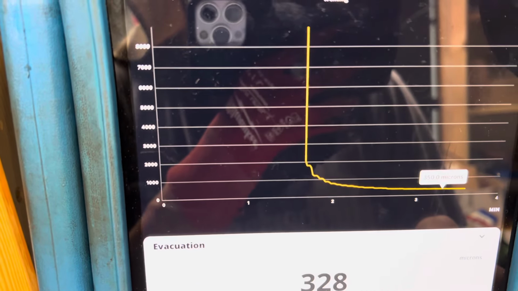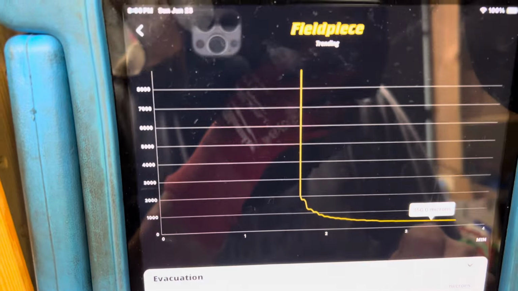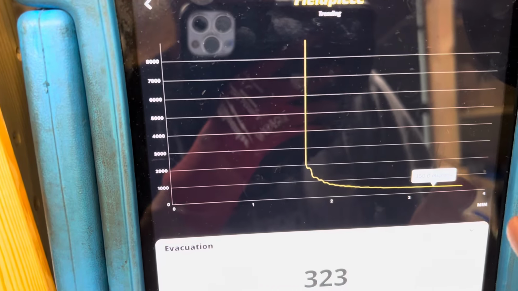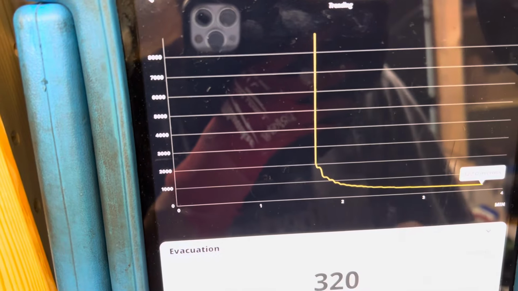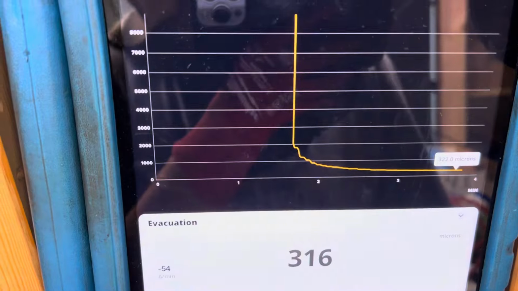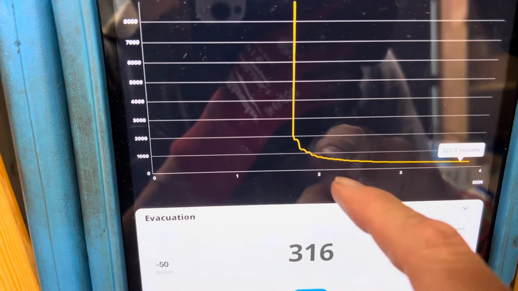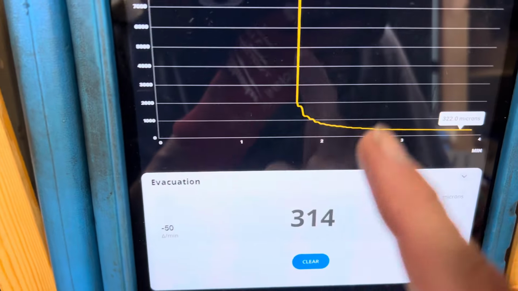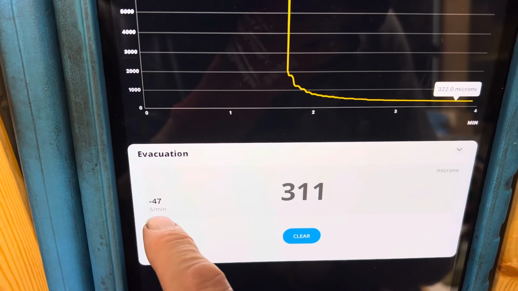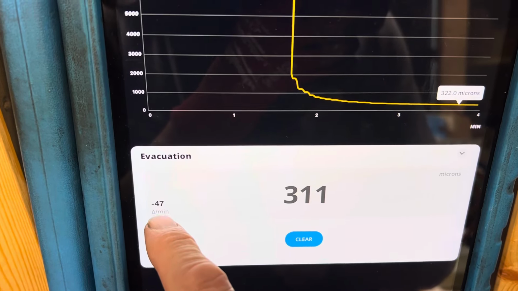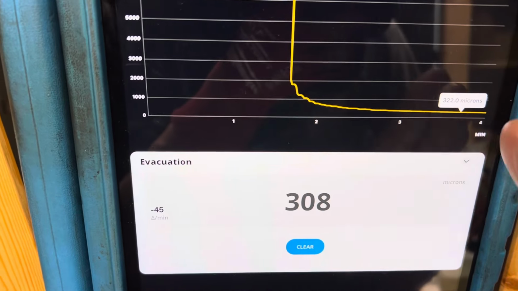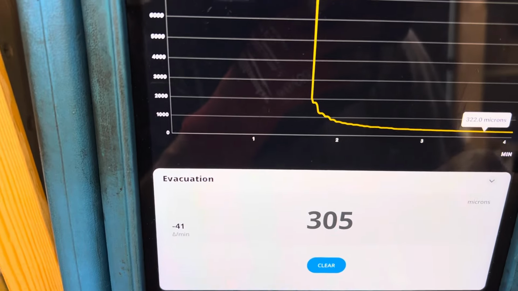And we're approaching the 2 minute mark. Right about there. 322 microns. And as you see, the farther down you go, the more difficult it is to drop. You'll start slowing down right here. This will tell you your microns per minute on average are slowing down as you go longer in time and deeper in the micron range.